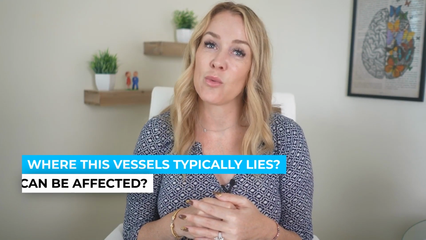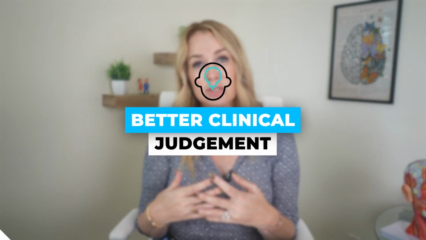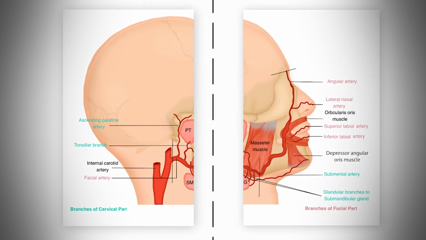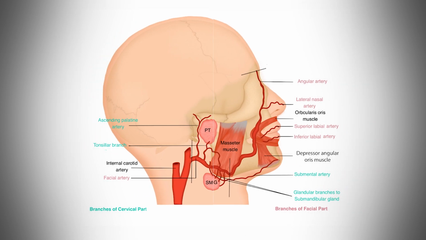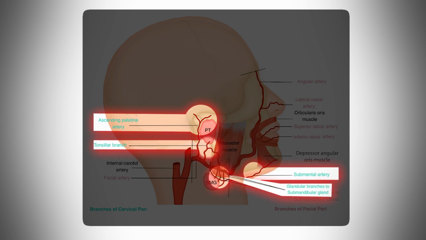Really understanding where these vessels typically lie and what tissues can be affected can help guide a provider in making a better clinical judgment. Today, I'm going to discuss some of the major arteries in our face, where they are going, and what tissue they are supplying oxygen to. There are two branches of the facial artery, the cervical branch and the facial branch. The main vessels of the cervical branch are the ascending palatine artery, tonsillar branch, submental artery, and glandular branches.